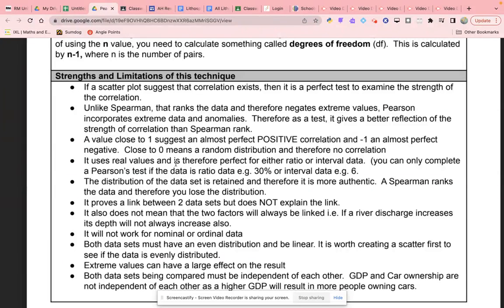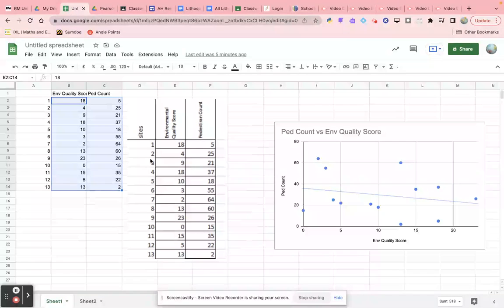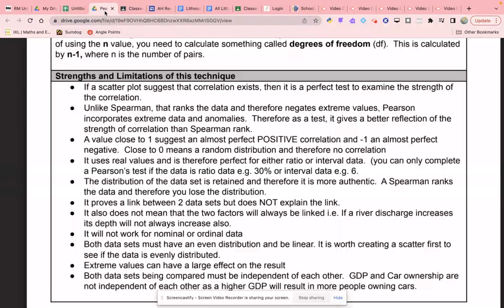Another reason it's suitable is that our data set in this example was real values, or interval data. We calculated or counted the environmental quality and we counted the number of people, and we can therefore use the Pearson's. If one of these had been derived data, for example a ratio or a percentage, or if it had been ordinal data, like we would be doing with a Spearman, so if it was ranked, then we wouldn't be able to. But because we have interval data, once again it means it's an appropriate test.